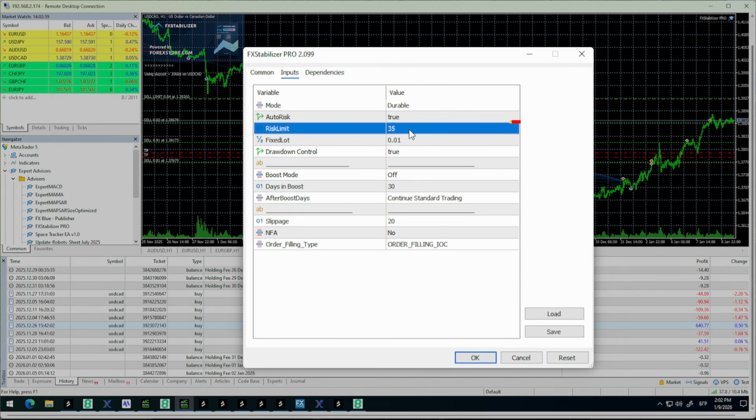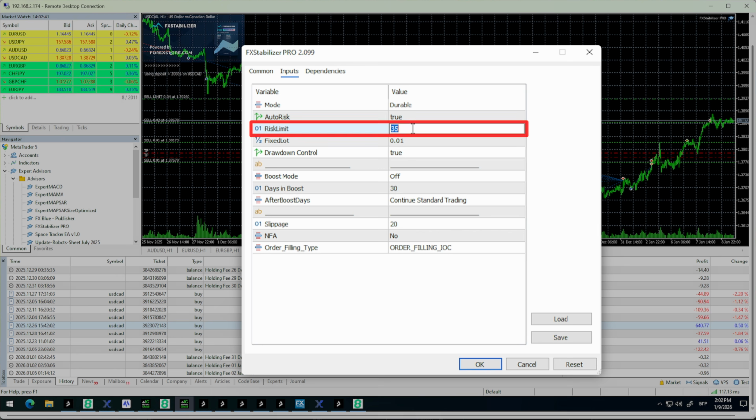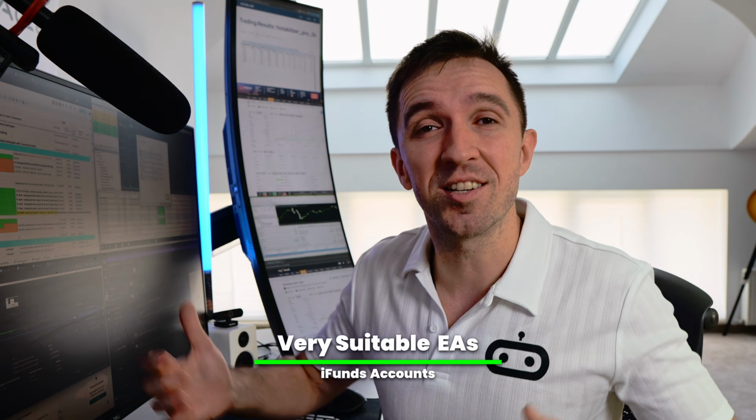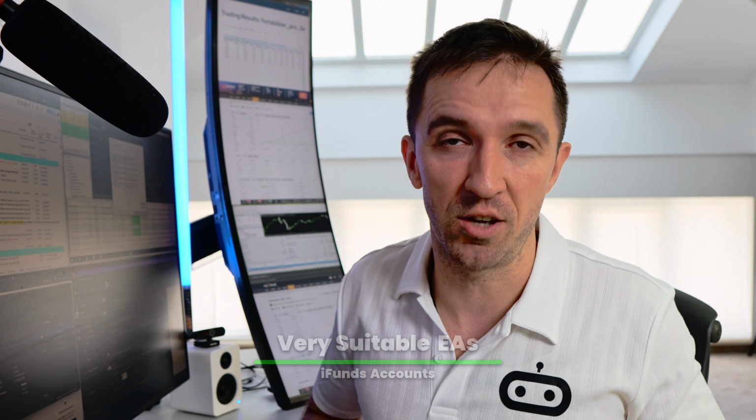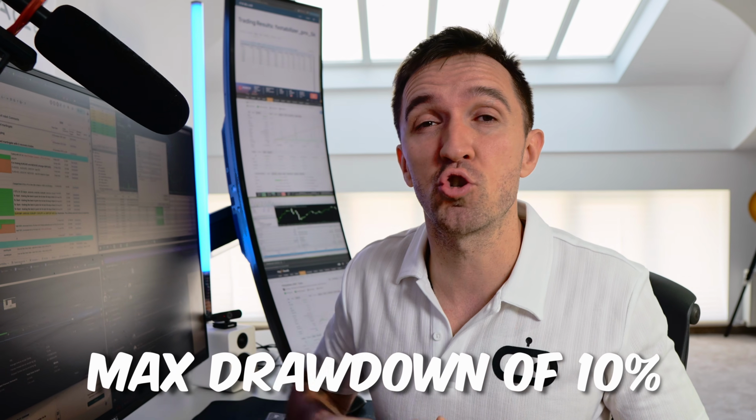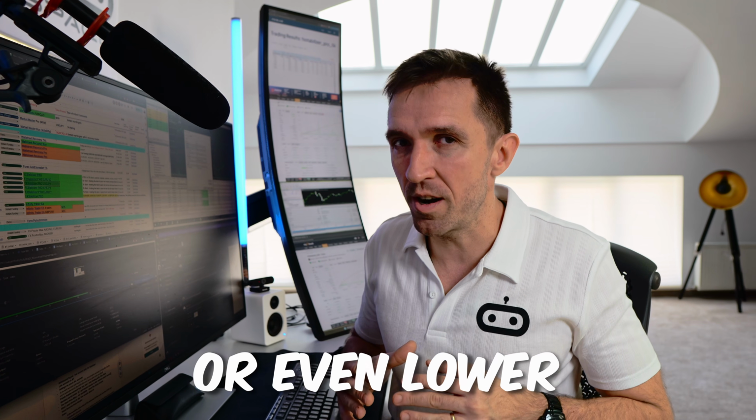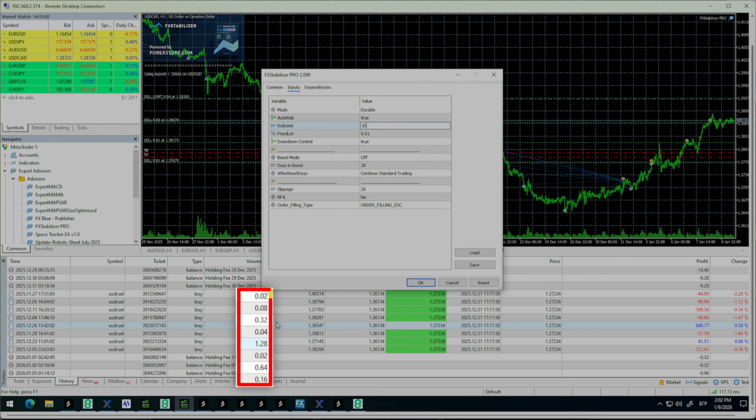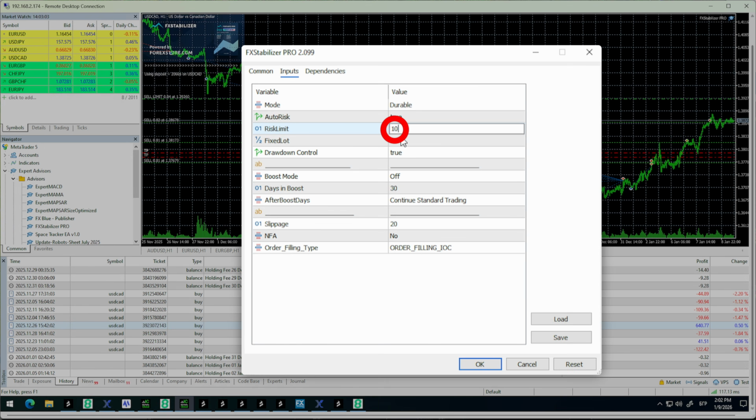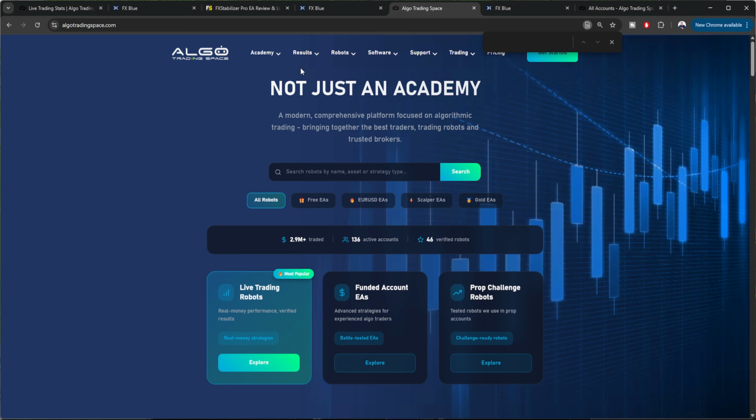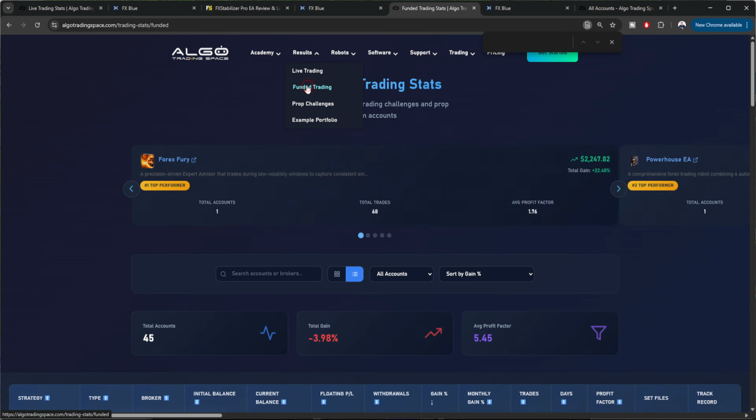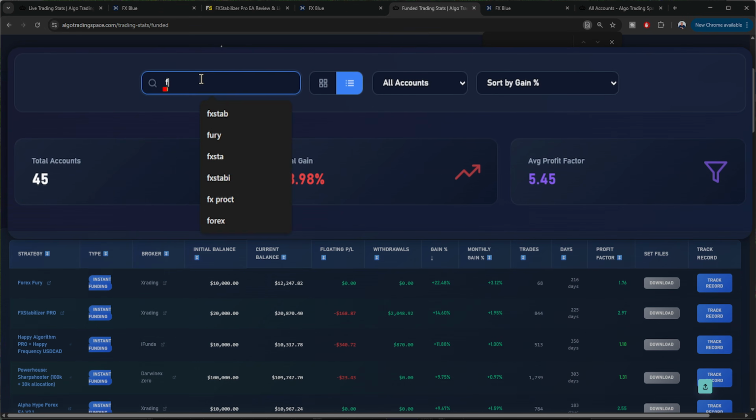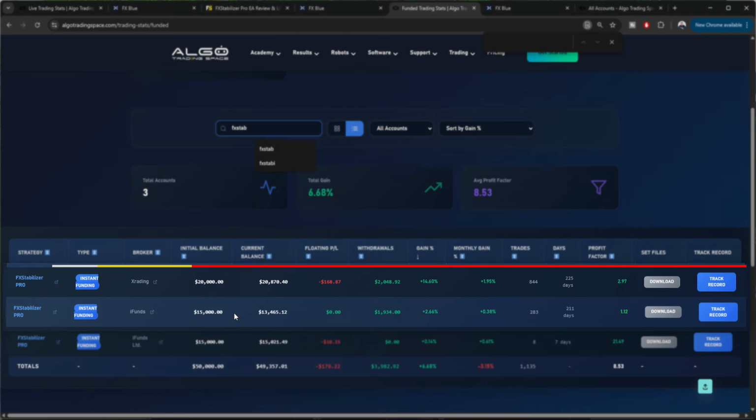Now because I can lower this number, I can go even down to 10, I can afford to trade these expert advisors on a funded account, where we have a max drawdown of 10% or even lower, because if I set it to 10, the EA will calculate the lots accordingly to the risk I am setting in here. And if I go to the funded results on the Algo Trading Space platform and I write FX Stabilizer, you will see that there are two accounts.